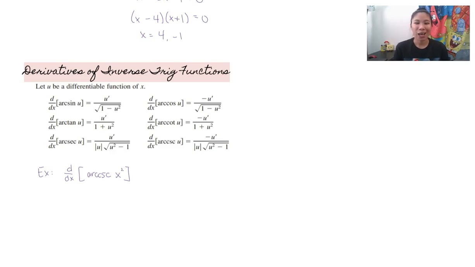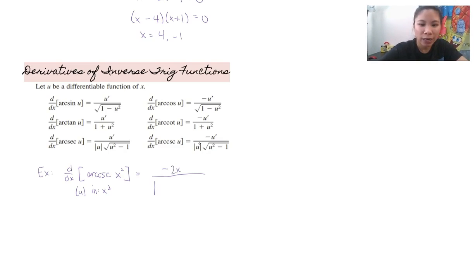Be ready for it. So here we're using arccosecant, so we're going to look at the formula for arccosecant, which is this one right here. Our inside, we are saying, is going to be x squared. If you want to think about that as u instead, that's fine. Then following our formula, on top we have negative u prime. U prime is the derivative of our inside, so the derivative of x squared is 2x.